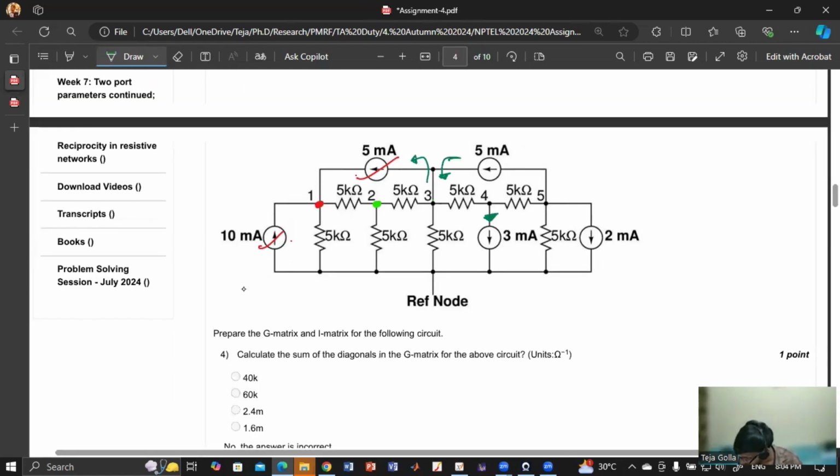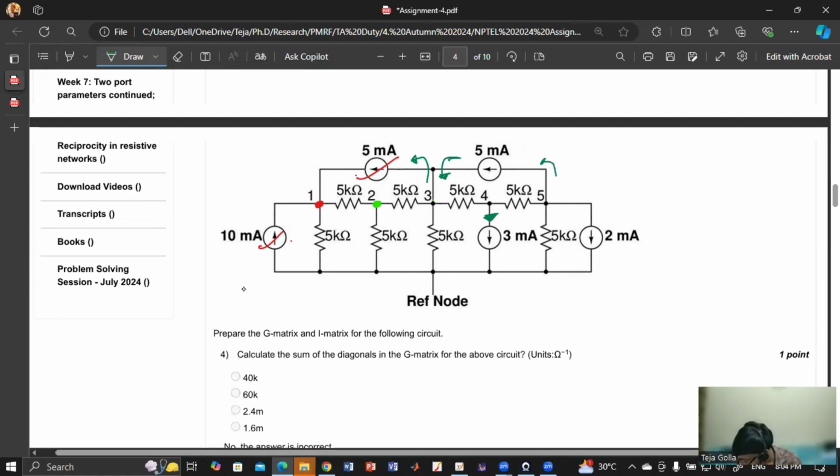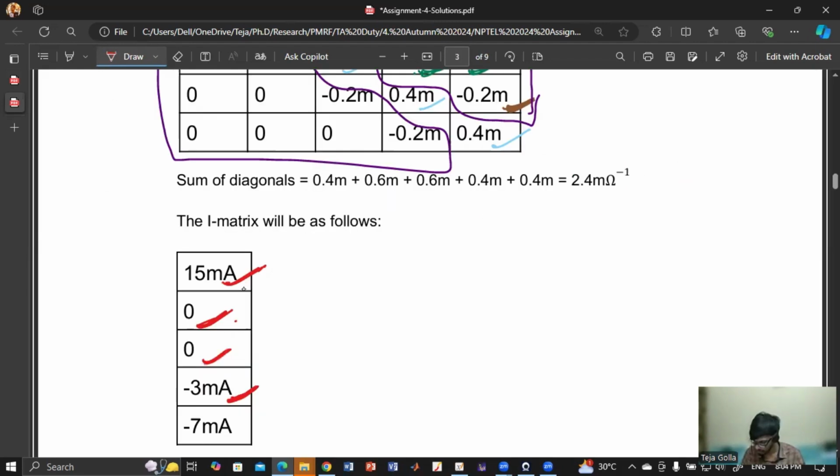And at node 5, 5 is leaving and 2 is also leaving, but we need current entering. So total how much is leaving? 5 plus 2, 7 milliampere is leaving. So it will be minus 7 entering. So that's why it is minus 7 milliampere. So that's how we'll be getting it, and it is very straightforward.